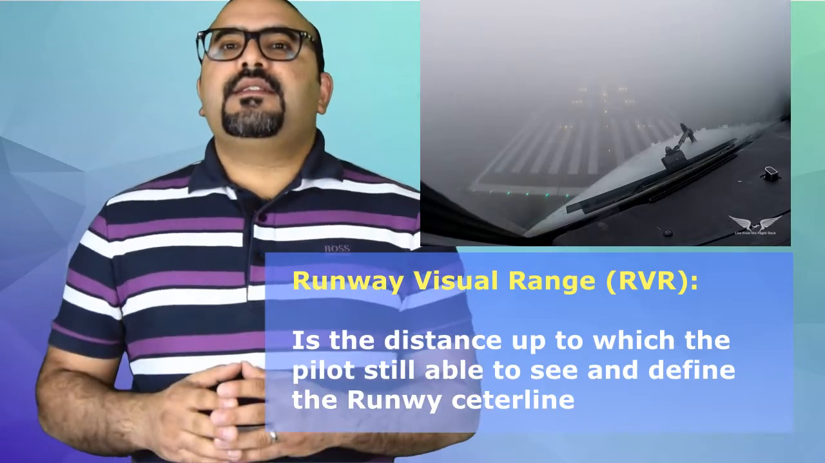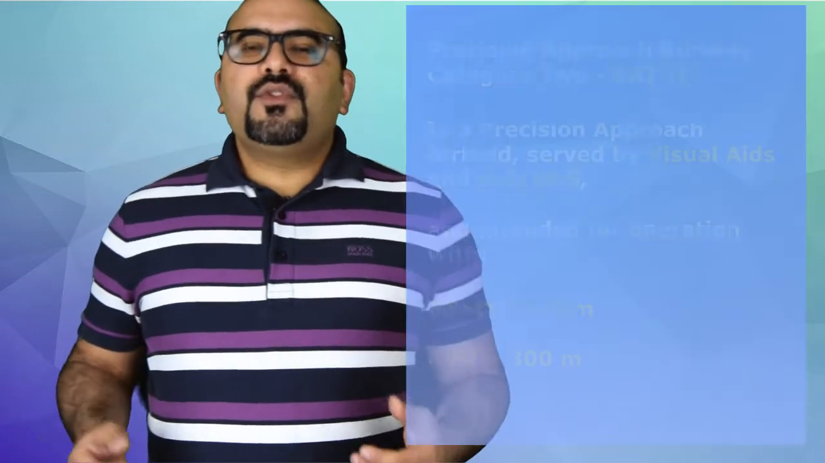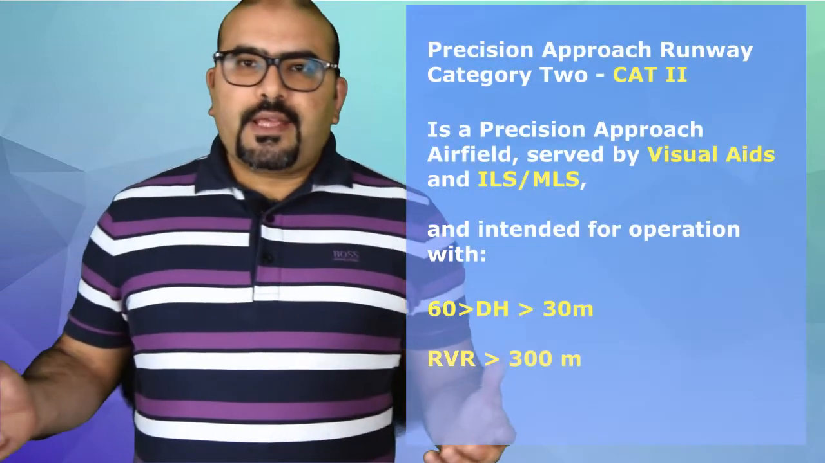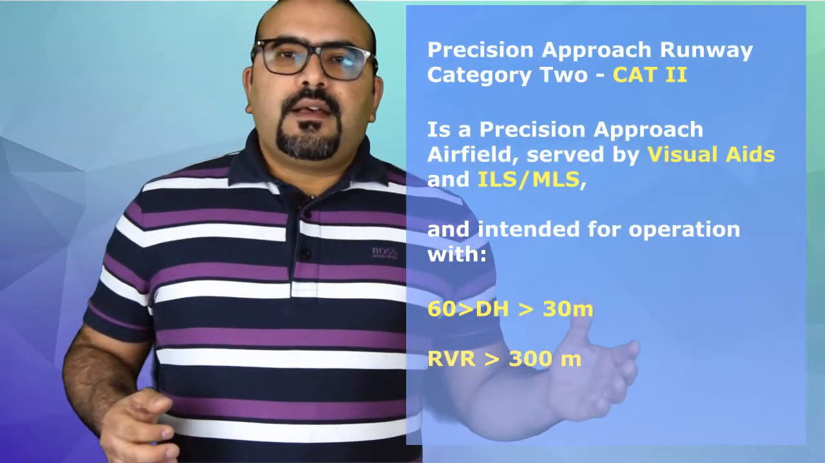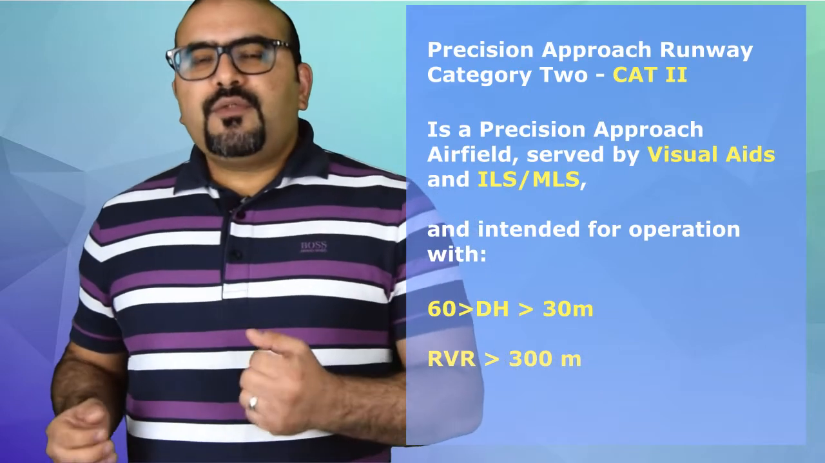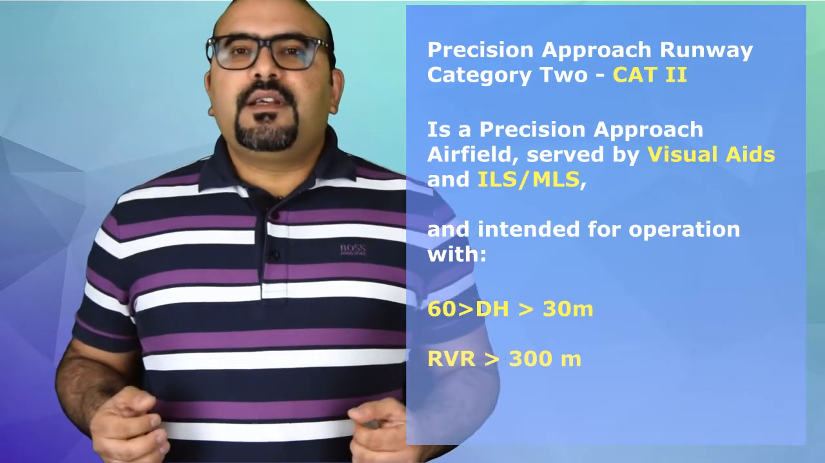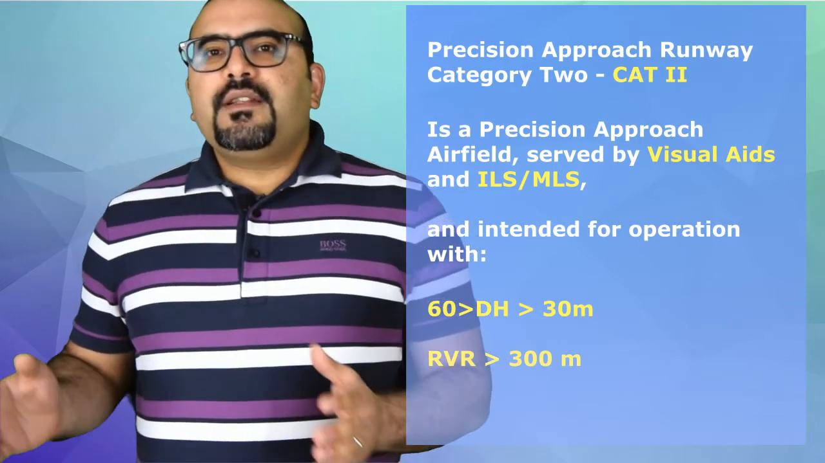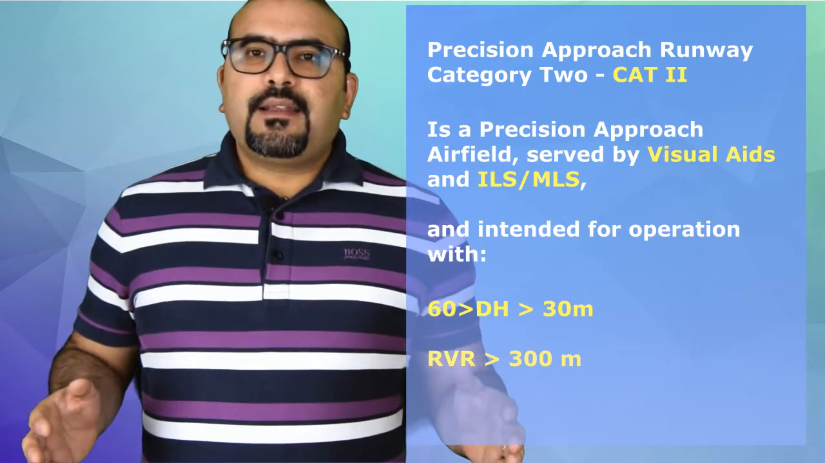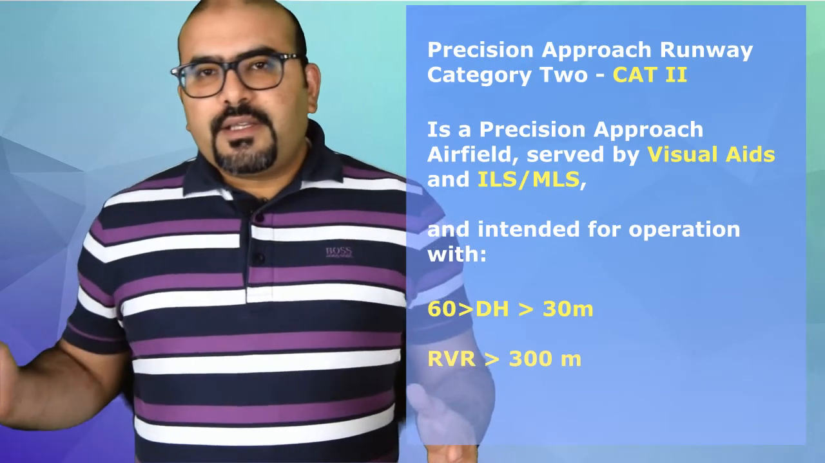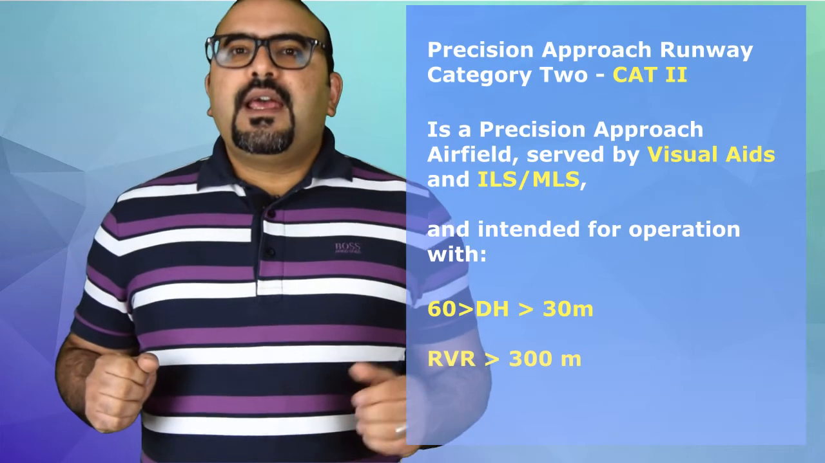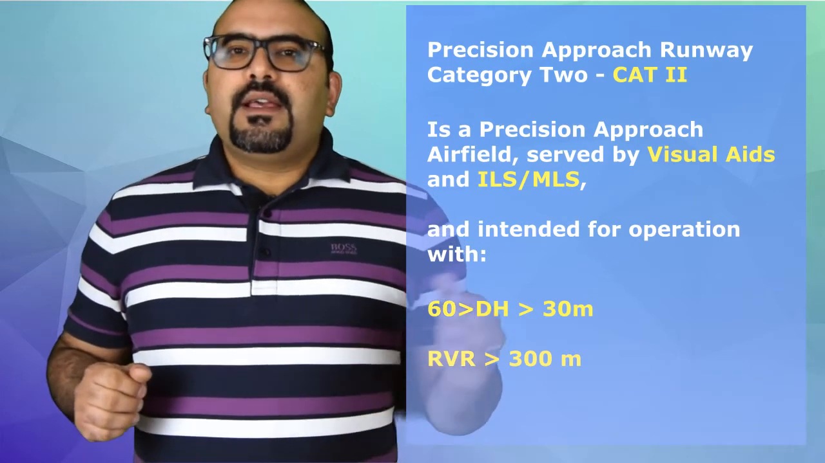define this center line. Precision approach runway category 2, or CAT 2, is a runway served by visual aids and ILS for airfield intended for operation with decision height less than 60 meters but greater than 30 meters and RVR greater than 300 meters. Precision approach runway category 3, or CAT 3.